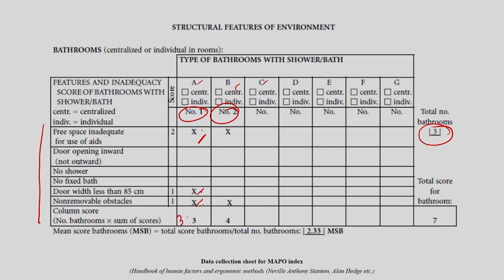So 3 multiplied by 1, the value is 3. Whereas here you have 1, 1, so 1 plus 1 is 2, and 2 multiplied by the number of bathrooms present, which is 2, gives the value 4. So the total is 3 plus 4, which is 7. The total score of bathroom divided by the total number of bathrooms, 7 divided by 3, is the mean score of bathroom.